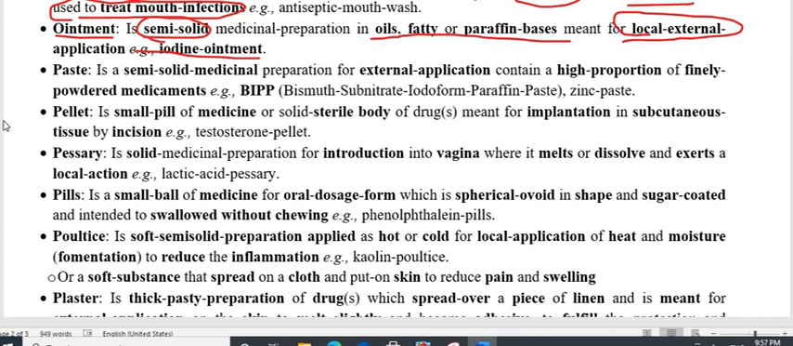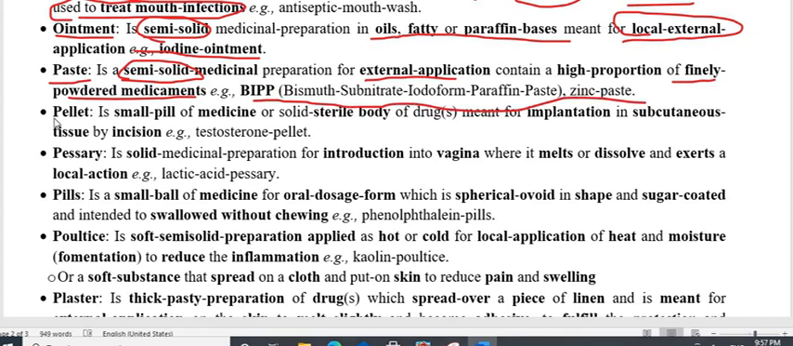Now we have to go through other terminology, paste. So this is also a semi-solid medicinal preparation, that is also for external application, but it contains a high proportion of finely powdered medicament. The examples are BIP, bismuth subnitrate, iodoform, paraffin paste, zinc paste. So this is very, very important.